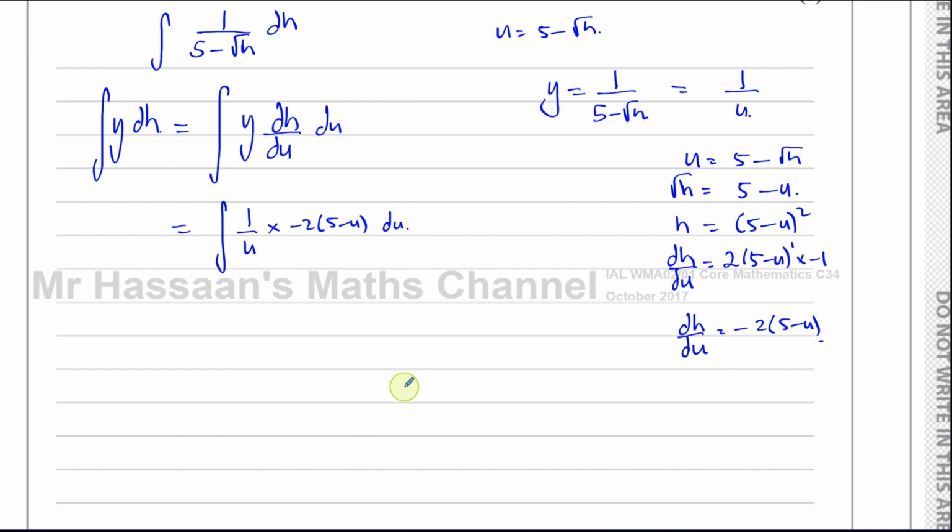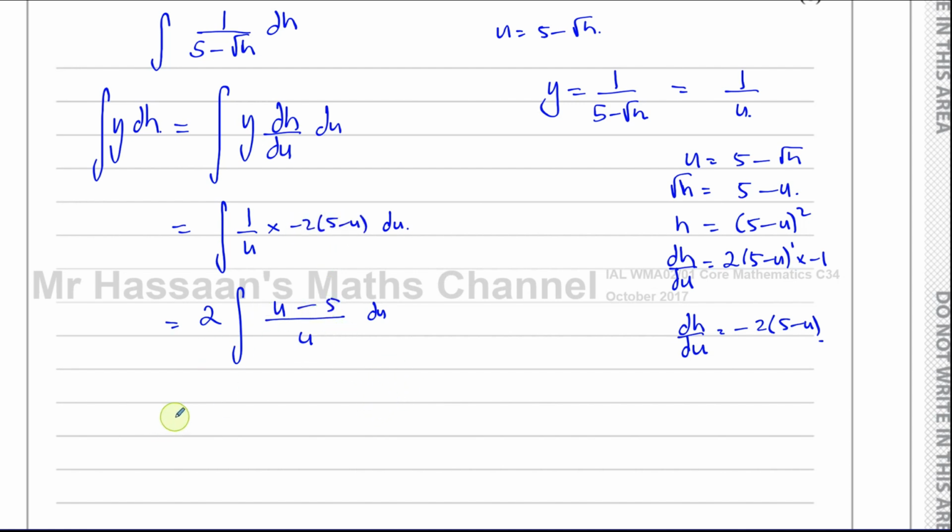If I expand this, I can take the 2 out and multiply the bracket by minus 1, so it will be basically minus 5 plus u, so 2 times u minus 5 over u. I've taken out the 2, left the minus 1 here, and expanded the bracket with the minus 1. So minus 5 plus u, so u minus 5.